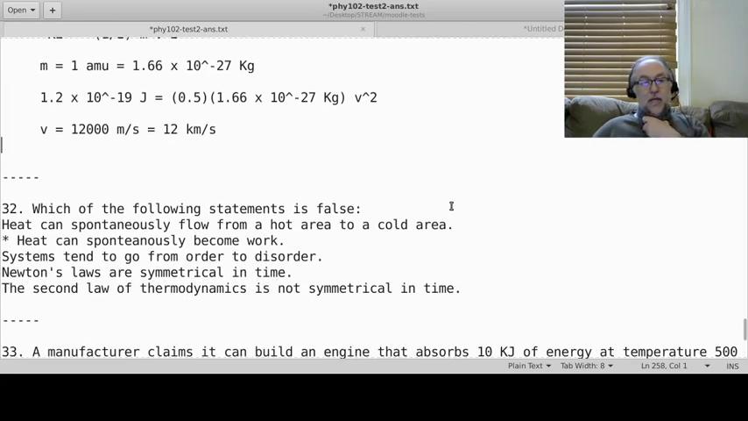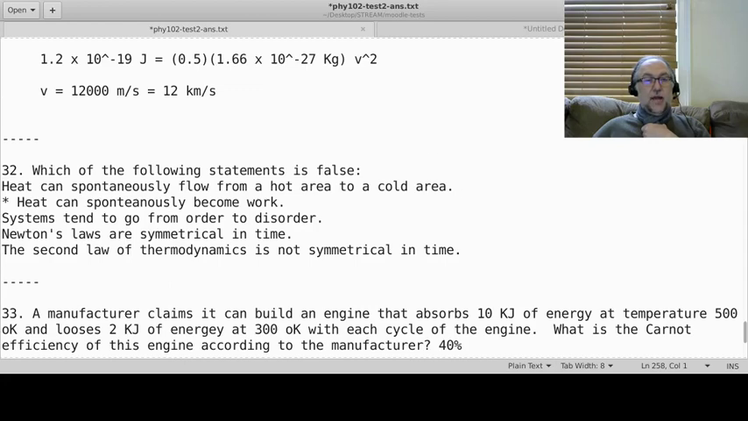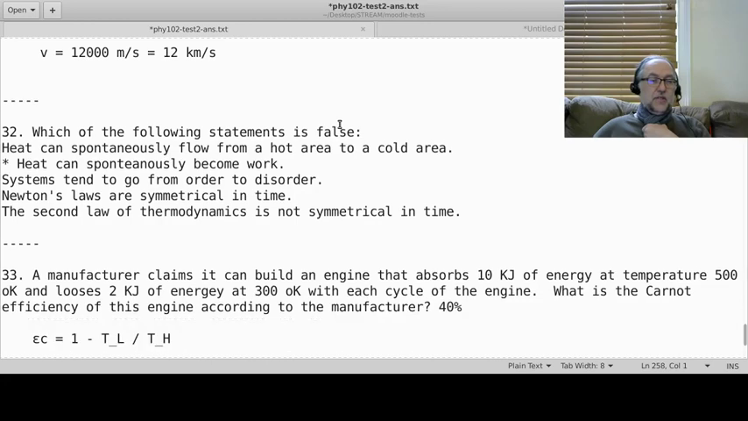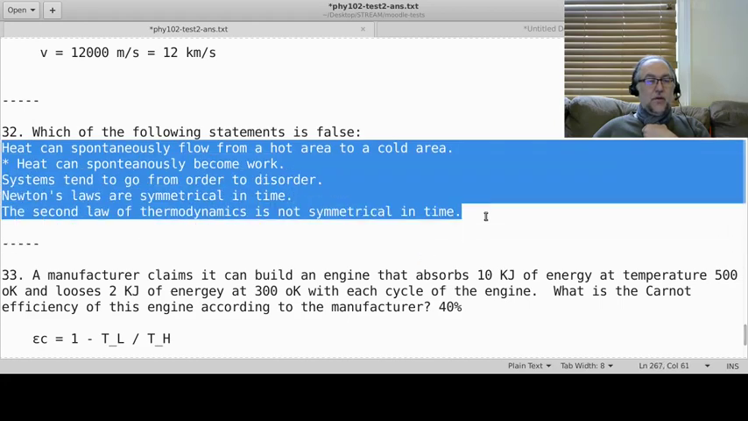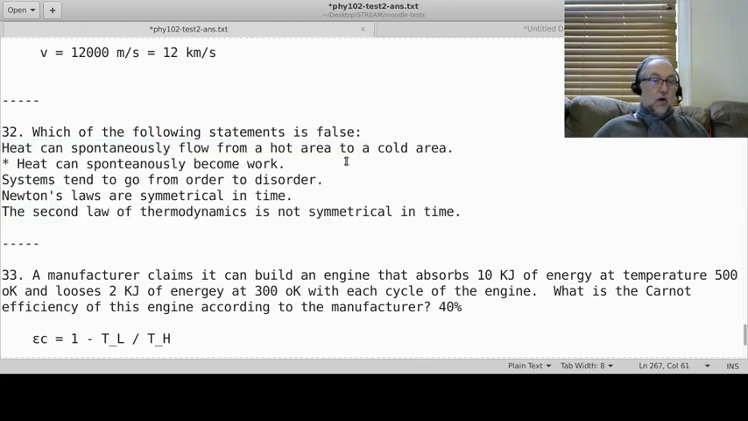And then the remaining questions were about the second law of thermodynamics. So let's take a look at them. One of them was, do you just understand the second law from a conceptual point of view? And I gave you a bunch of answers. I've repeated them all here. And I asked you which one is false, which one is incorrect. So let's go through them all.